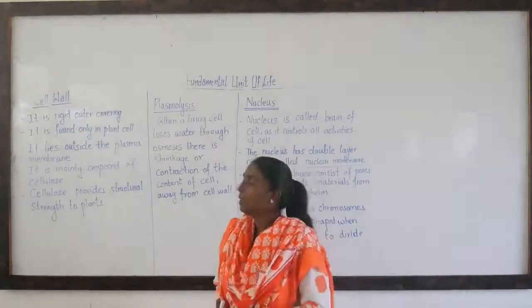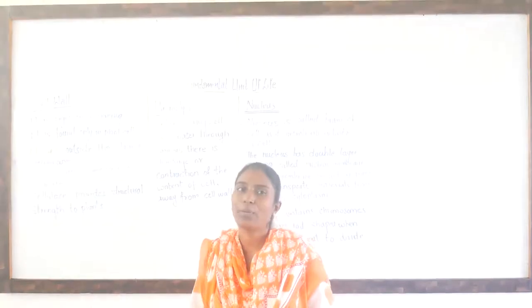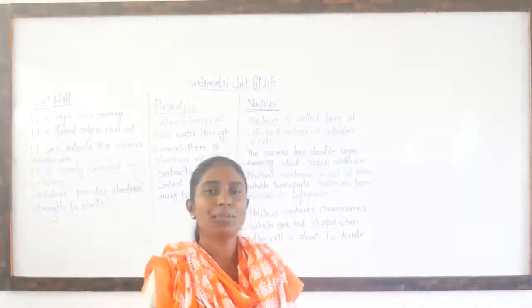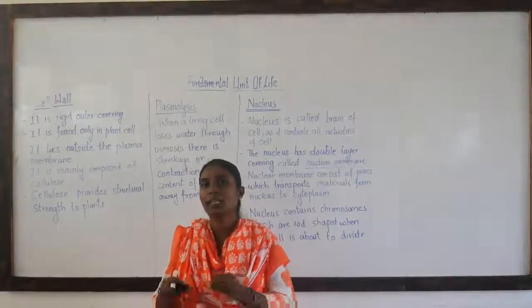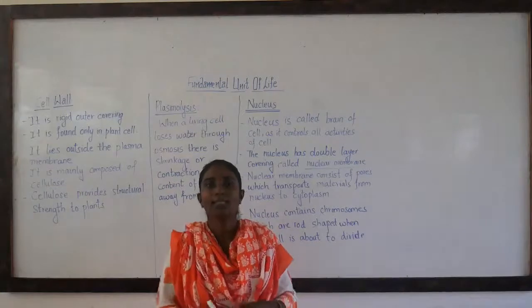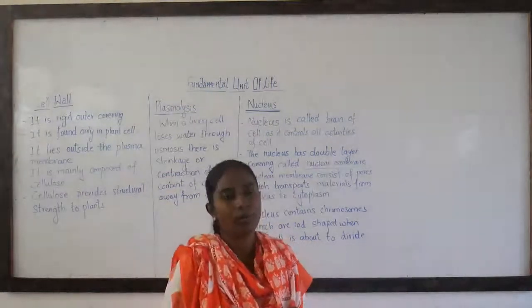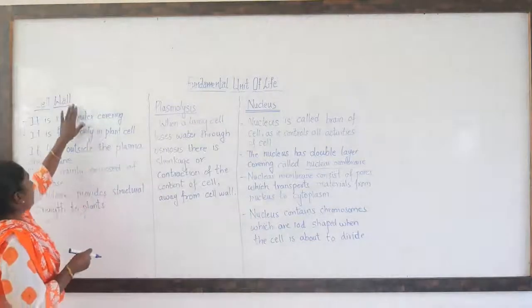Okay. Let us continue with the previous video, that is about the fundamental unit of life. In the previous class we studied about the plasma membrane or the cell membrane which is present in plant cell as well as in animal cell. Now let us study about the cell wall, the next structure or the cell organelle. Okay, that is the cell wall.